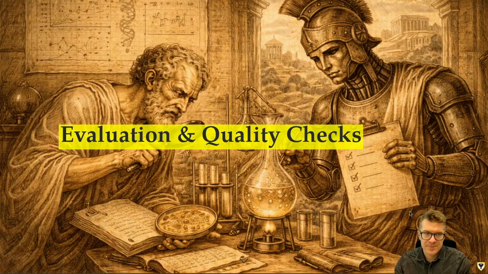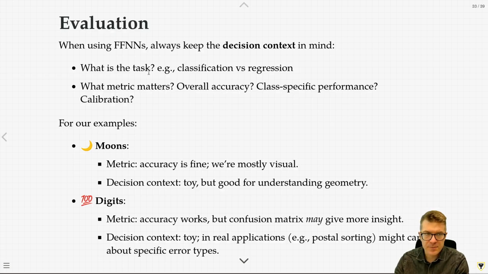Let's talk briefly about evaluation and quality checks. So when using feedforward neural networks, again, like every other model, you have to think about the overall decision context. So what is the task? Are you doing classification or regression? And what metrics matter? Is overall accuracy enough, or do you care about individual classes?